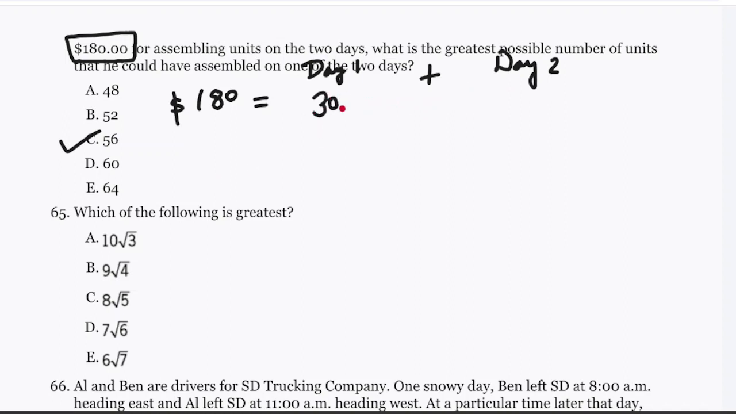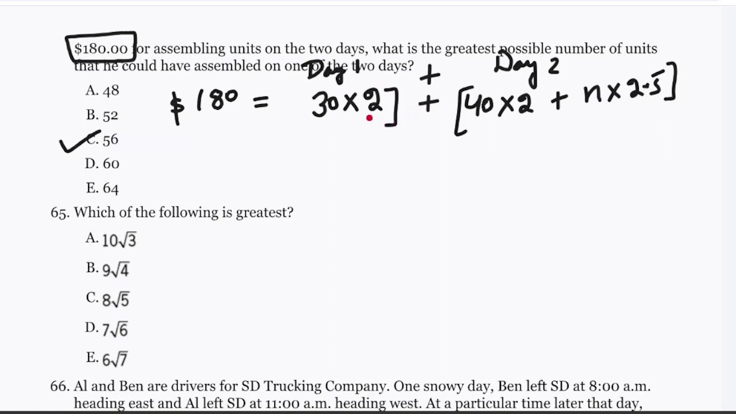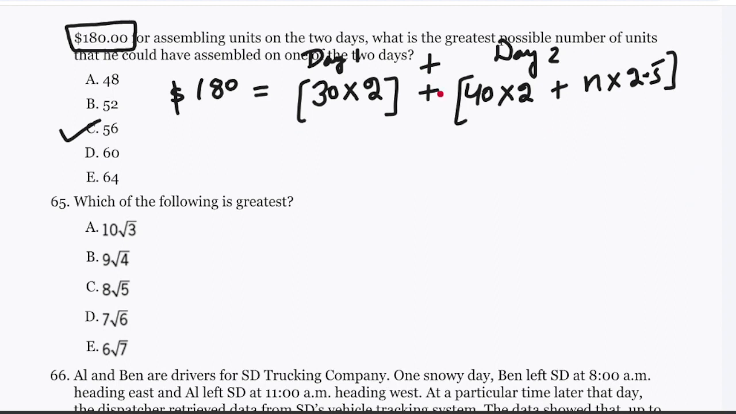So let's say he produced 30 units on day 1. So 30 units assembled, he got $60 for that. Plus, let's say on day 2 he produced 40 at the price of $2, and the remaining n at the price of $2.5. This is the amount he gets on day 2, and this is what he gets on day 1. Is this clear? Now this should be 30 into 2 is 60, plus 40 into 2 is 80, plus 2.5n. That should be equal to 180.